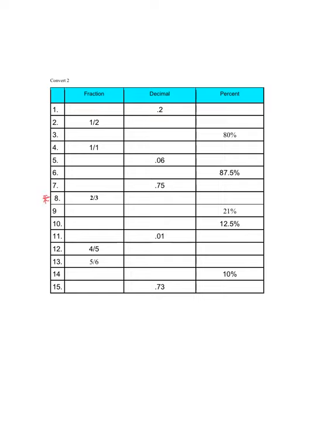Okay, I'm gonna convert 2/3, a fraction, to decimal and percent. So 2/3 converted to decimal, I'm going to divide. So 2 cannot divide by 3. I borrow 0 and return a decimal. 20 divided by 3, how many times? 6 times. 6 times 3 is 18. 2. Borrow 0. 20 divided by 3, you got 6 again. 6 times 3 is 18.